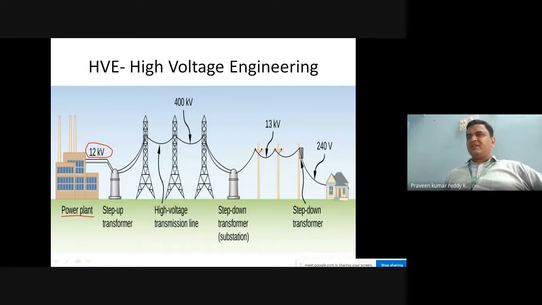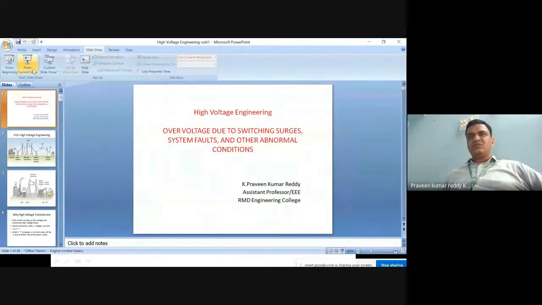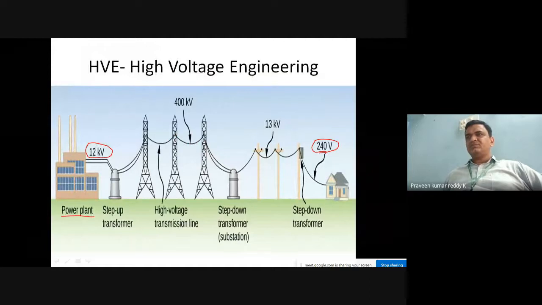But at the other end, at the consumer end, consumers like you and me get, in Indian standards, 230 volts or 240 volts. So the voltage generated at the power station is 12 kV, that is 12,000 volts, and what we get in our home is 240 or 230 volts. In between, the 12 kV generated at the power station is stepped up to a very high voltage value by using a step up transformer.